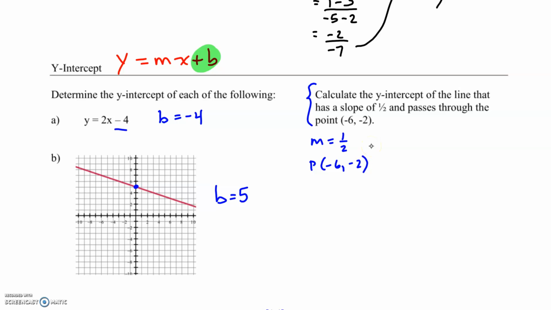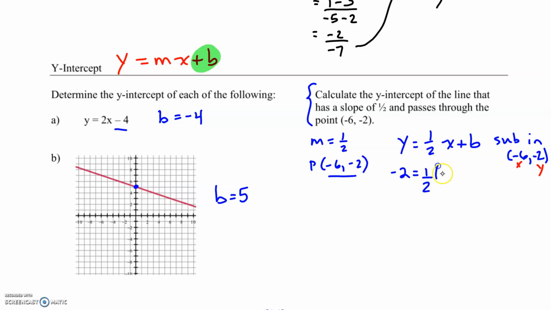So let's go ahead and we're going to sub in using the mx plus b formula. We're going to sub in the m. So it'll be y equals 1/2 x plus b. And we're going to find b by subbing in a value for x and y, and we'll find that value in our point. So we write after this, sub in -6, -2. So our x is -6 and our y is -2. So let's put -2 where y is. And it's 1/2 times x. X is -6 plus b.